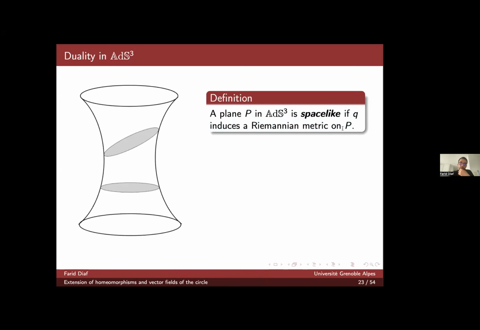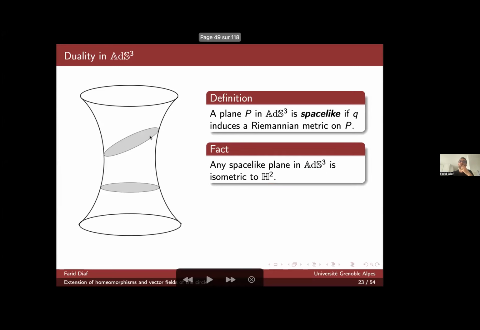So this is the picture. This hyperboloid is, let's say, the cartoon of the anti-de Sitter space in an affine chart. And the space-like plane looks something like this gray region. And there is a fact, which is that any space-like plane is a copy of H2. So this disk is really the hyperbolic disk.